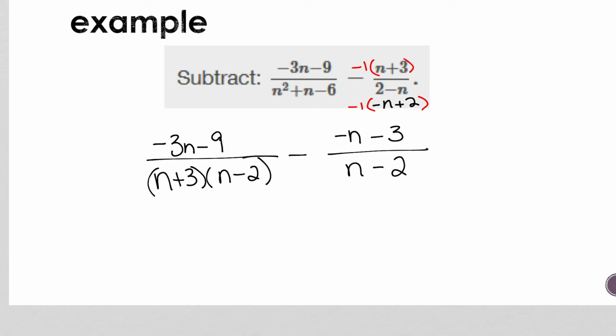I am exhausted. Okay. What is our common denominator? It is n plus 3 and n minus 2.